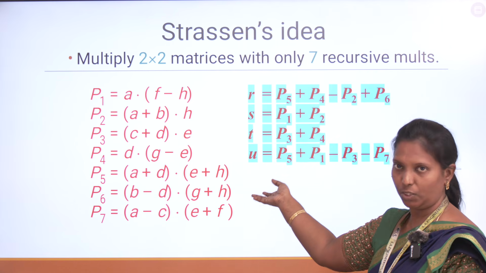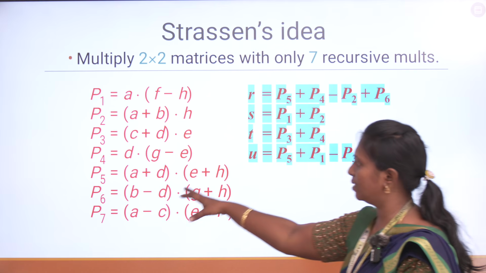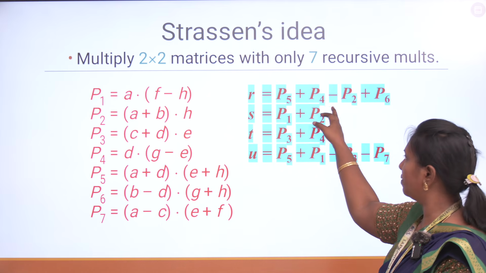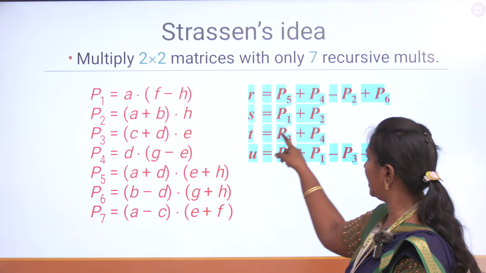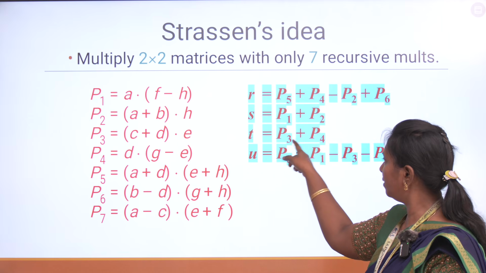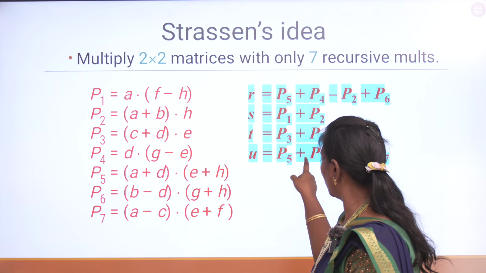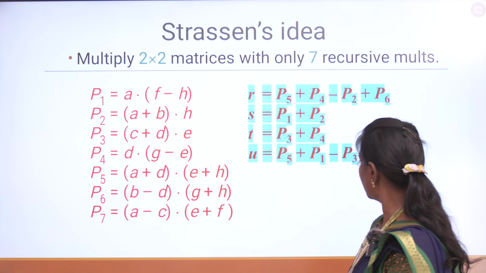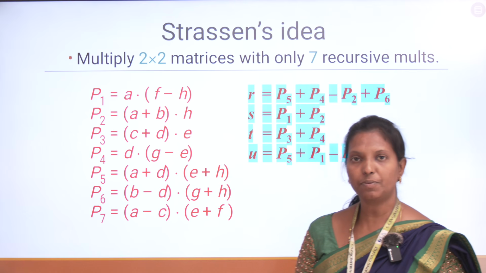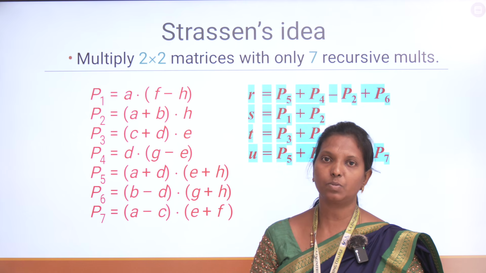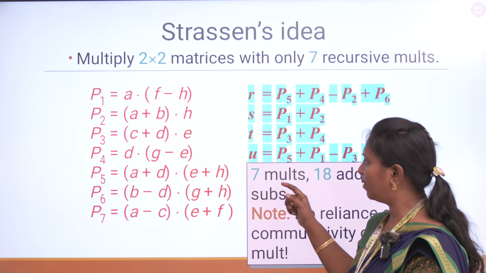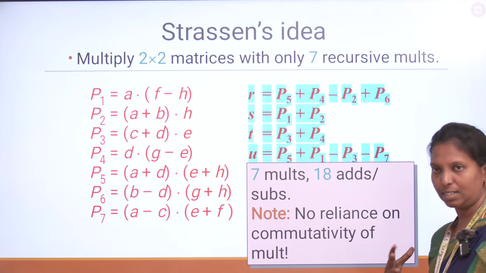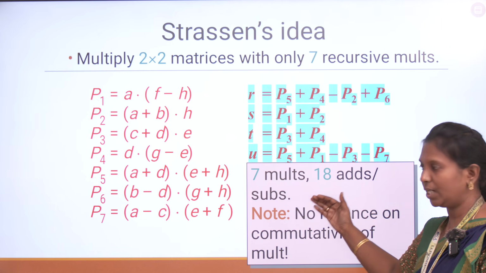Now for R, S, T, U: P5 plus P4 minus P2 plus P6 results in the R value, then S is P1 plus P2, T is P3 plus P4, and U is equal to P5 plus P1 minus P3 minus P7. When we derive this, we can easily adopt it for the R, S, T, U values. By invoking this, we get 7 multiplications and 18 additions.